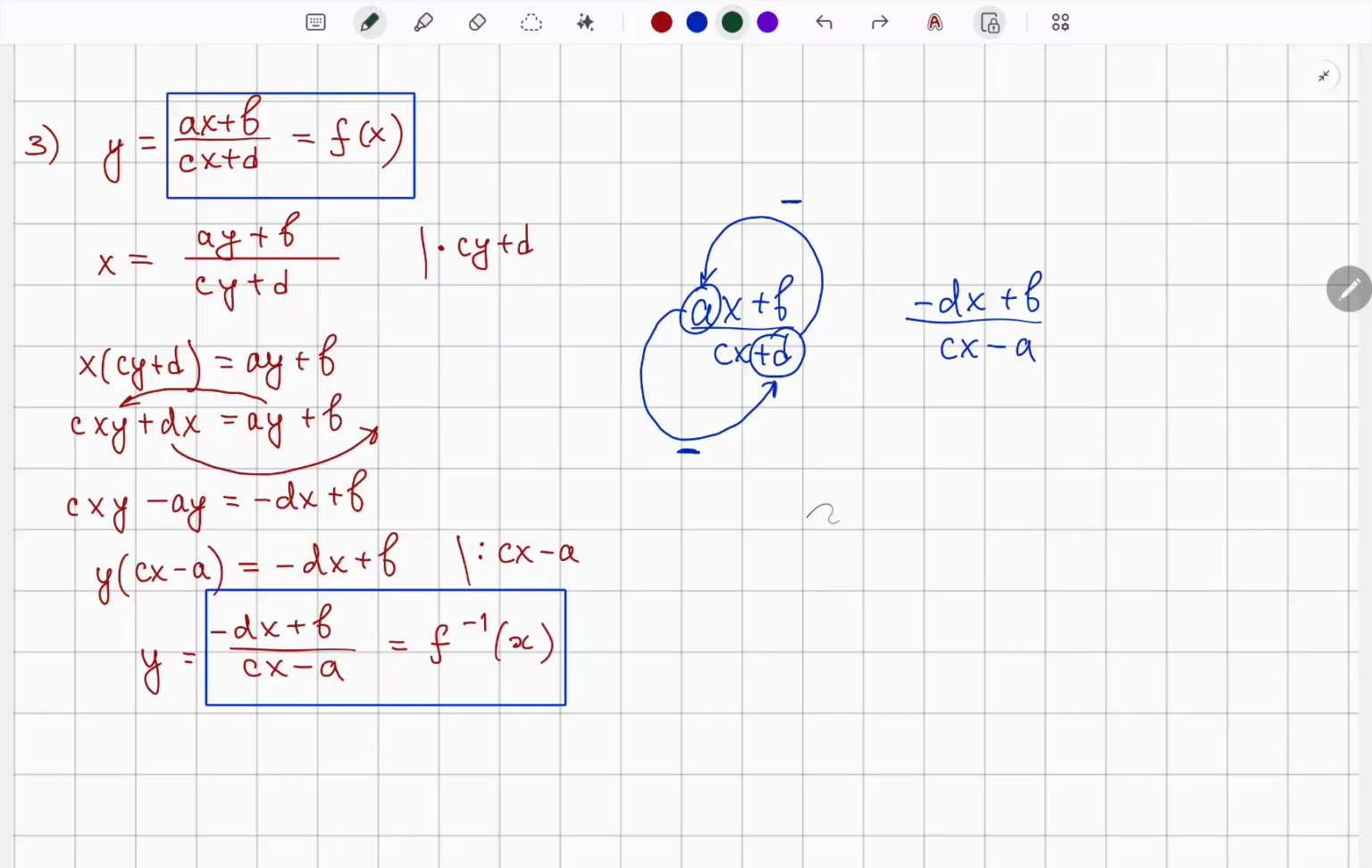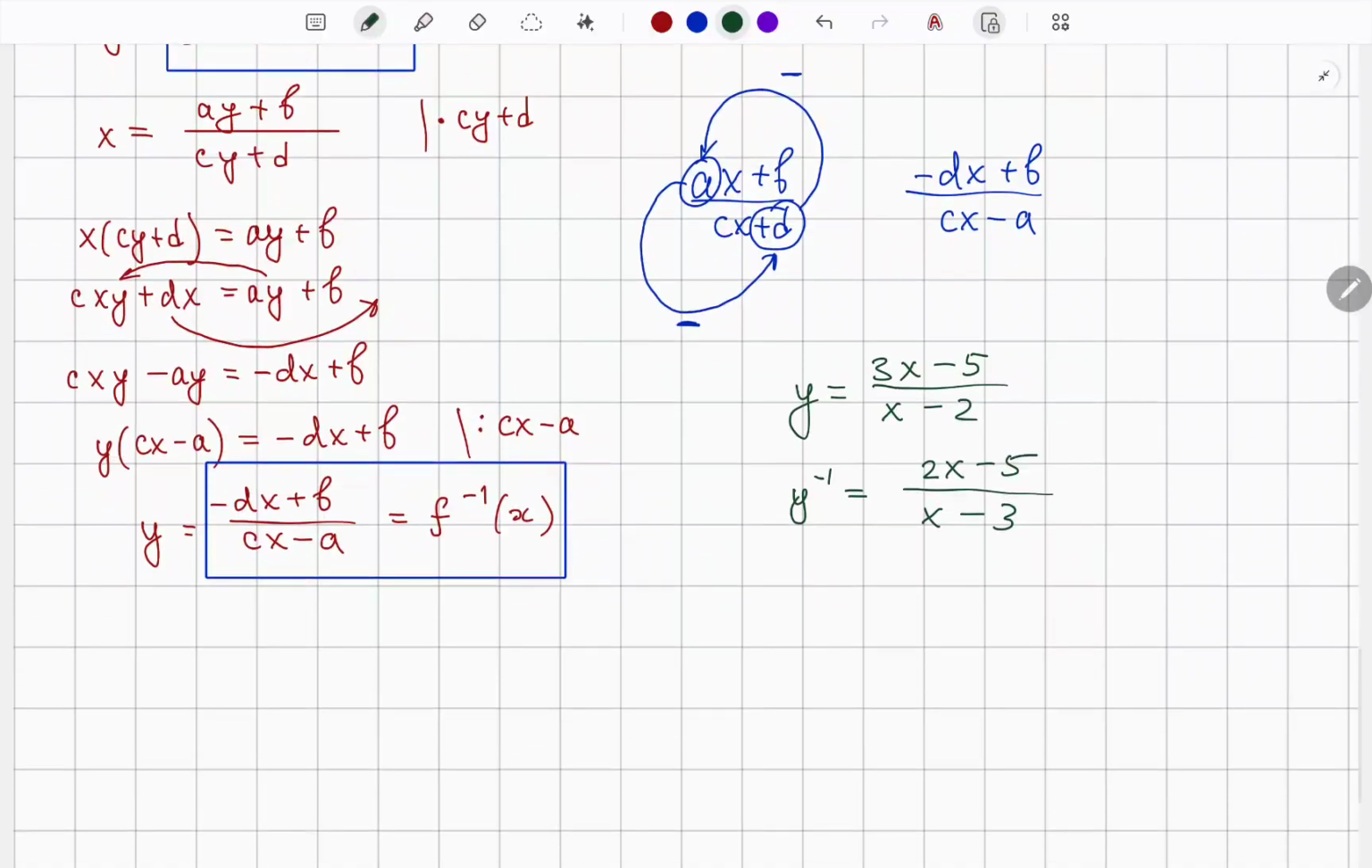We can consider a couple of examples. y equals, let's say, 3x minus 5 divided by x minus 2. So the inverse is, minus 2 goes here by changing its sign to the opposite. So it's 2x minus 5, x minus 3, because this is positive 3, but when it goes here, it becomes minus 3. Like this. It's very easy and very fast. So it's example number 1.